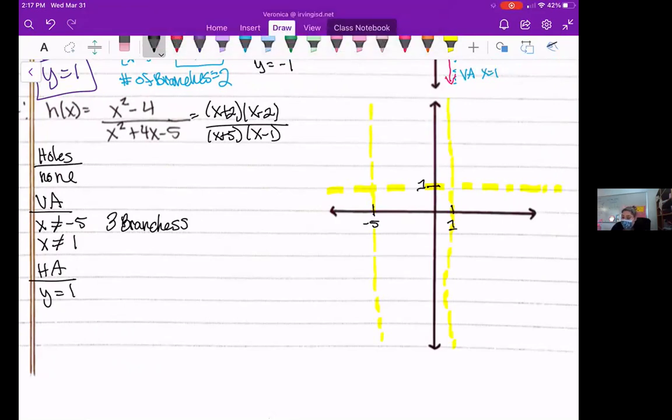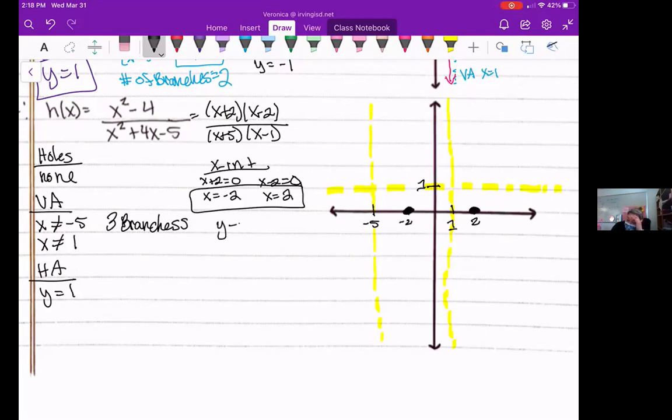Now, in order to figure out where my branches are going to go, I need to find my x-intercepts and my y-intercepts. The x-intercepts are found by setting the numerator equal to 0. So x plus 2 equals 0, x minus 2 equals 0. So x equals -2 and x equals 2. We have 2 x-intercepts: at -2, which is about right here, let's put a dot there, and at 2, which is about here, let's put a dot there. So I can already see that something's probably going to cross.